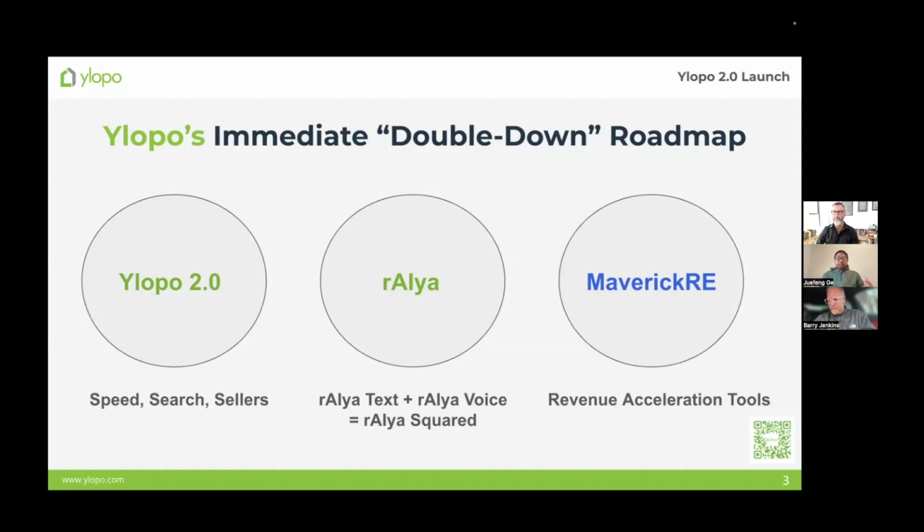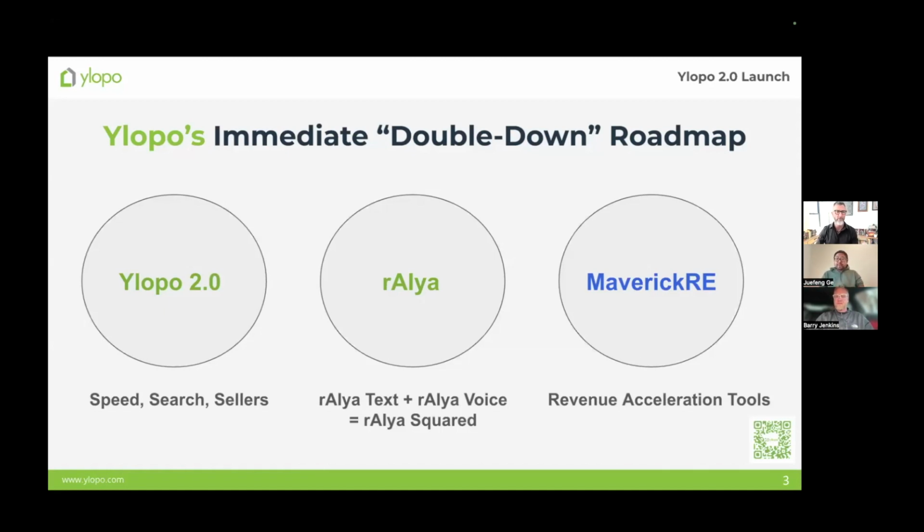So on the Ylopo side, we really see ourselves as 3 business units today, or 3 technology stacks, right? We have our Ylopo 2.0 platform, which is our core complete digital marketing stack. That's where you get kind of everything. We have Raya, which is our AI texting and voice suite. It is incorporated into the Ylopo universe. It is an upcharge because we have hard costs associated with AI.